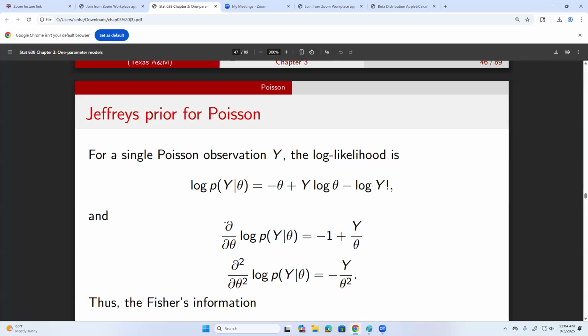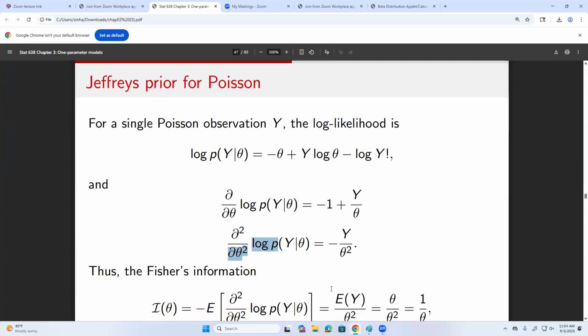For Jeffreys prior, we need the information matrix calculation. The term matrix we'll be using if we have multiple parameters. So for a single Poisson observation, y, the log likelihood is this Poisson log likelihood, and the derivative of log of the probability mass function is equal to this. Double derivative is equal to minus y over theta square.